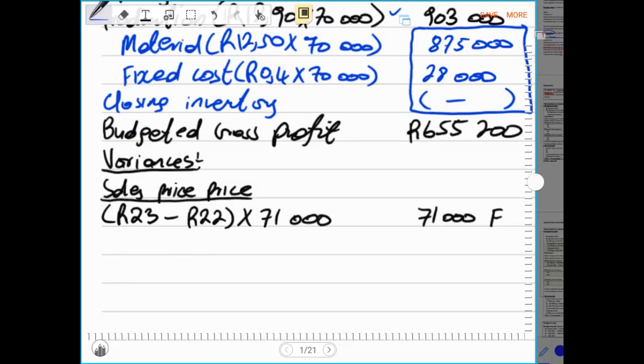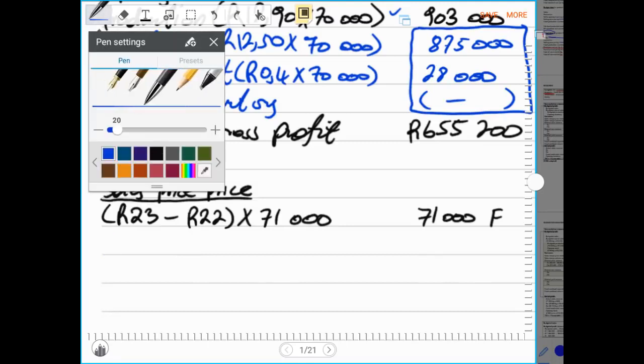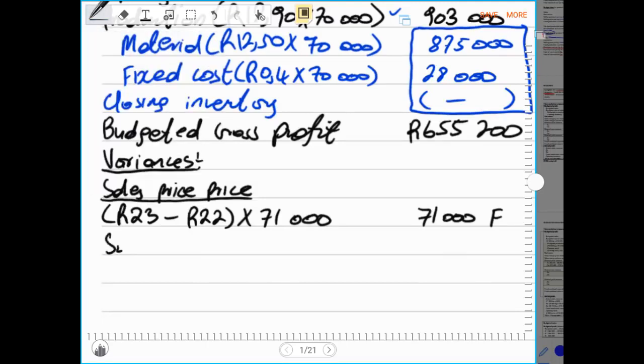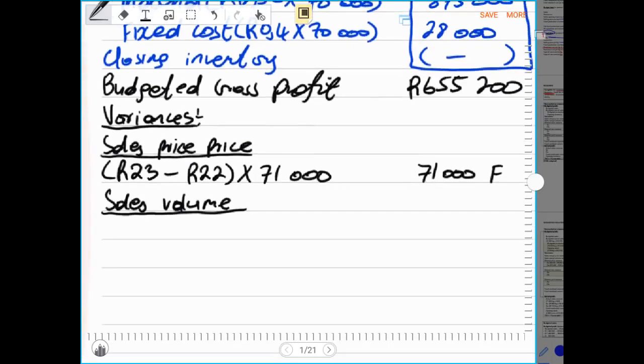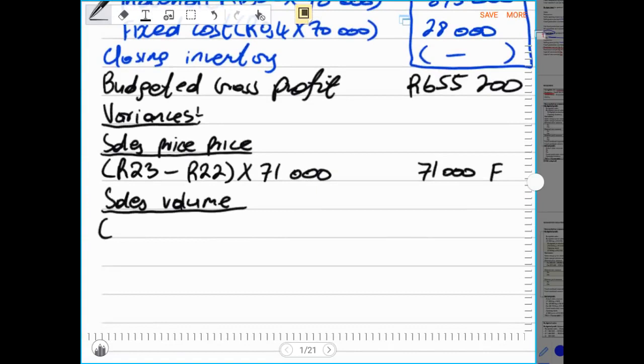Then after that we go to the sales volume variance. Volume is referring to the number of units. Sales volume variance. Remember the heading is variance, so even if I can just say sales volume. So for my sales volume, I need to know how many units were actually sold.